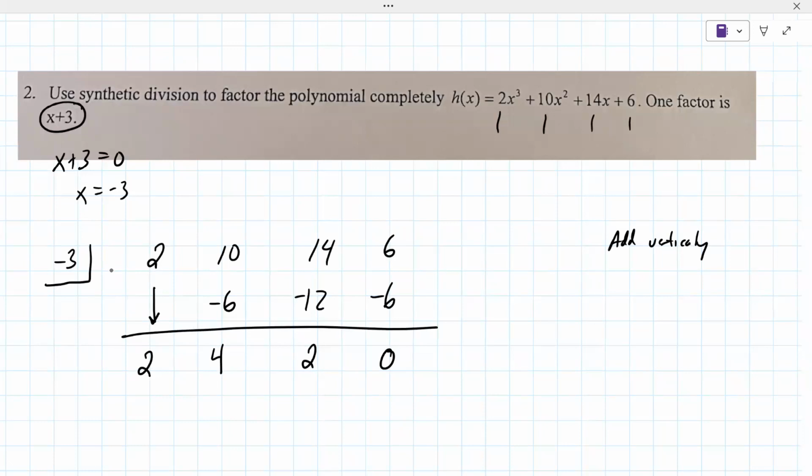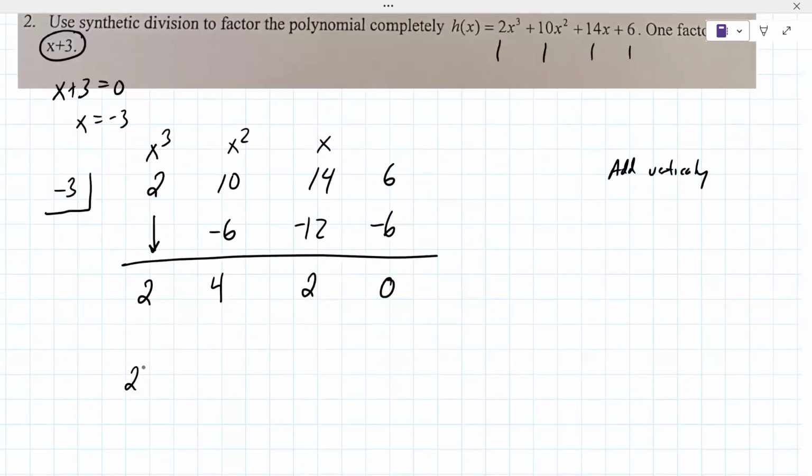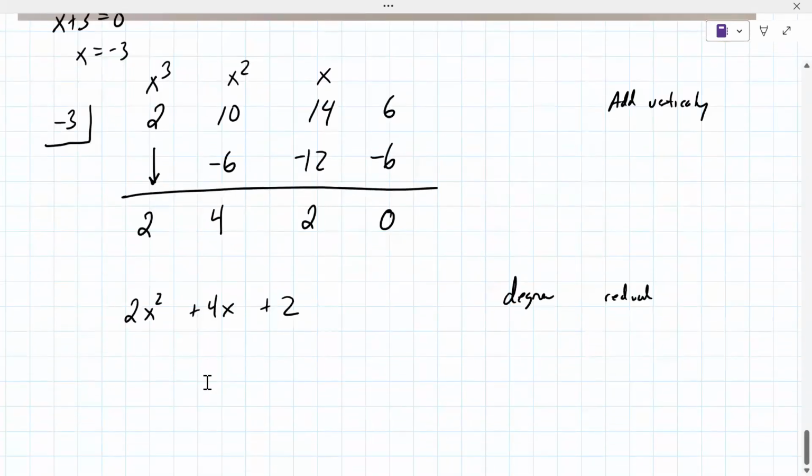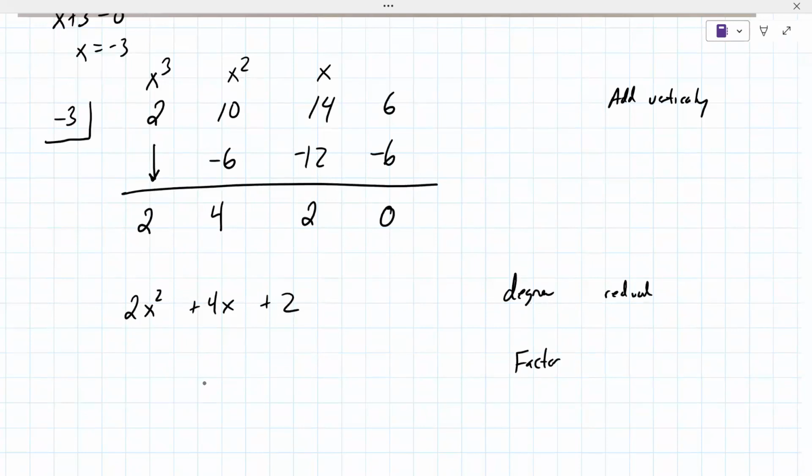All right, so we're not done, but we've done the first part. So originally it's 2x cubed, 10x squared, 14x. When you divide it, it reduces the degree. So it now becomes 2x squared plus 4x plus 2, instead of x cubed. So the degree gets reduced each time. And then they want you to factor completely. So the very first type of factoring you always try is what's called GCF. So there's a 2 that goes into everything.